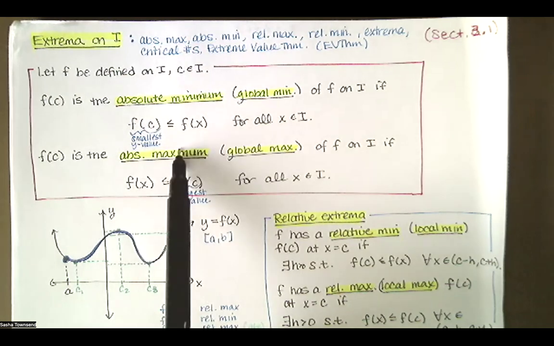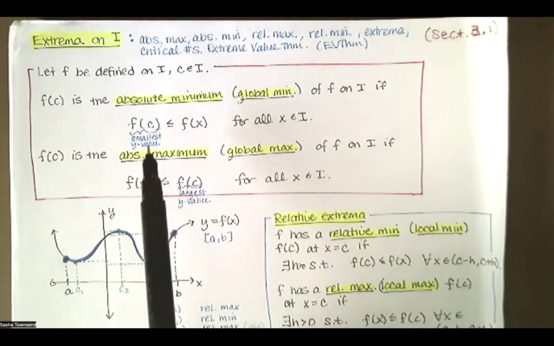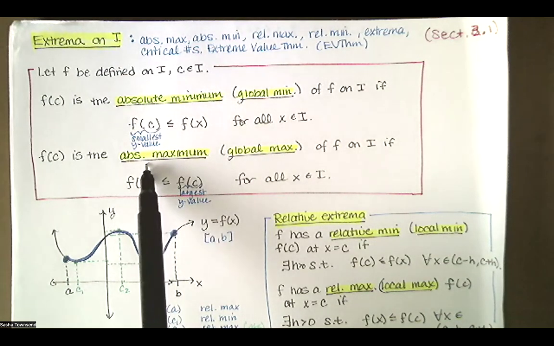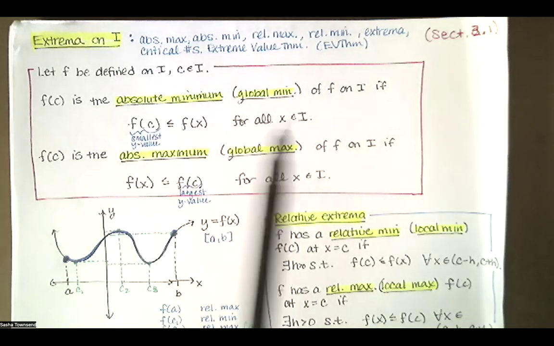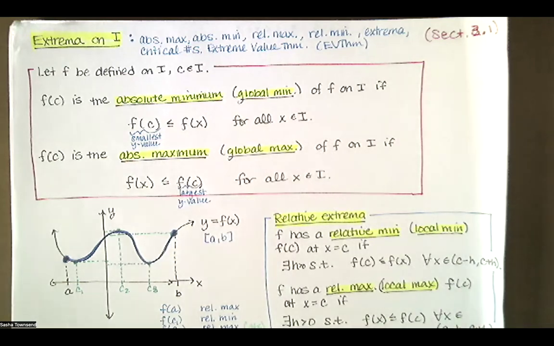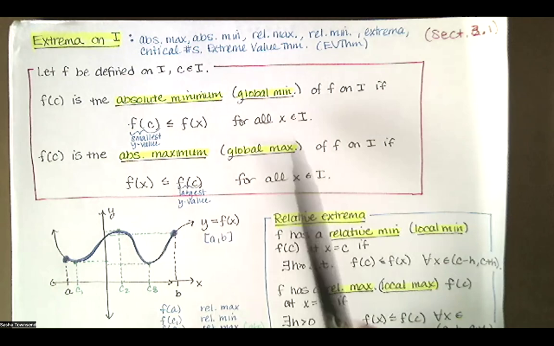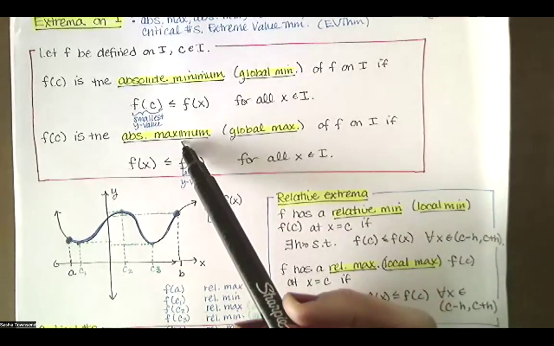F of c is an absolute max if it's greater than or equal to all of the other y values on the interval. I have a tendency to use the terms absolute minimum and absolute maximum rather than global minimum and global maximum, but they mean the same thing. Different teachers prefer different terminology, but you want to be familiar with both because different textbooks will use these different terms. They're just interchangeable. That's for absolute extrema.